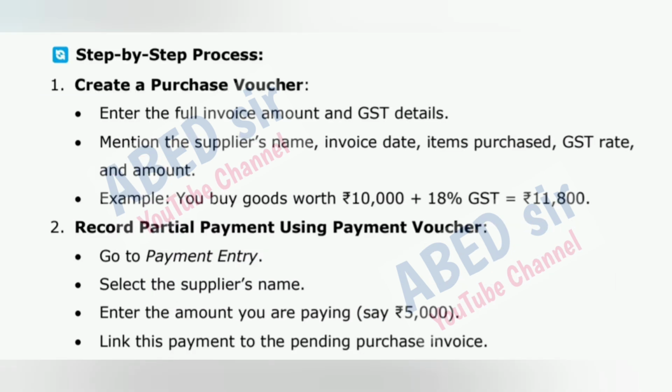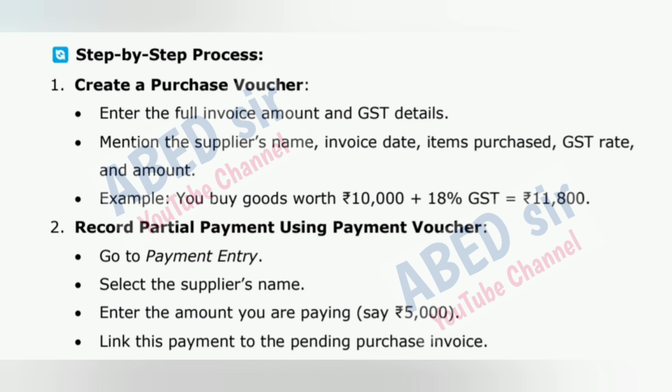Step-by-step process. 1. Create a purchase voucher. Enter the full invoice amount and GST details. Mention the supplier's name, invoice date, items purchased, GST rate, and amount. Example: you buy goods worth 10,000 rupees plus 18% GST, which is equal to 11,800 rupees.